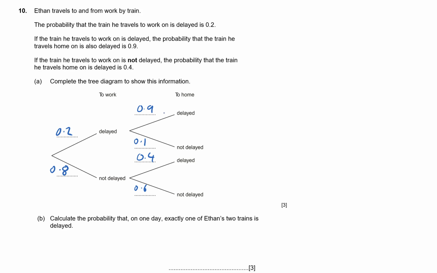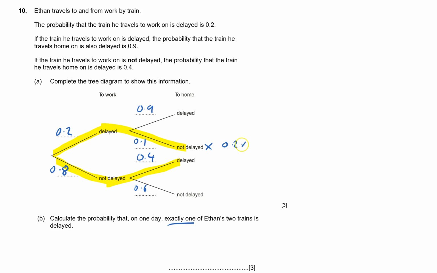So it does that first bit, and now I can work out the probability that on one day exactly one of his two trains is delayed. So I can either get delayed on the first one, and then it's going to have to be not delayed, or it's going to have to be not delayed on the first one and then delayed on the second one. That's the only way for exactly one. As always for tree diagrams, I put a cross there to mark that route. That reminds me I have to times the probabilities.